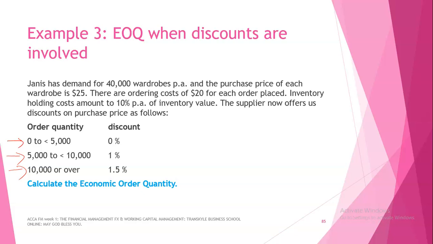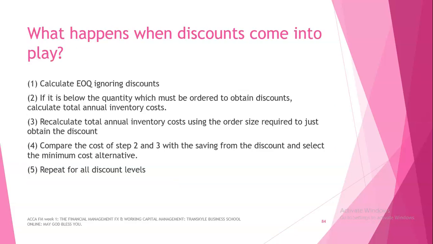All right. Remember, in the beginning, I said that the purchase price is only relevant where discounts are involved. So in this case, we have to consider the purchase discount in our computations. However, we have learned that you need to first calculate the economic order quantity using our formula. And then if the economic order quantity is below the quantity which must be ordered to obtain discounts, calculate total annual inventory costs. Then you follow the processes as listed on the screen.